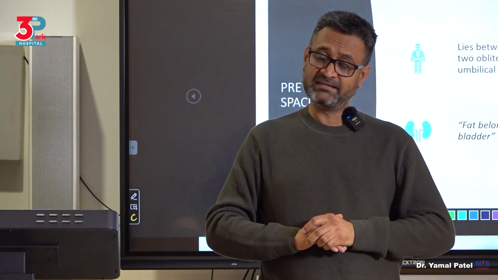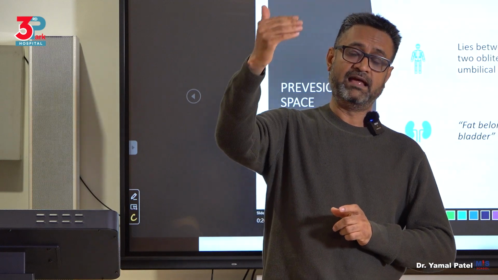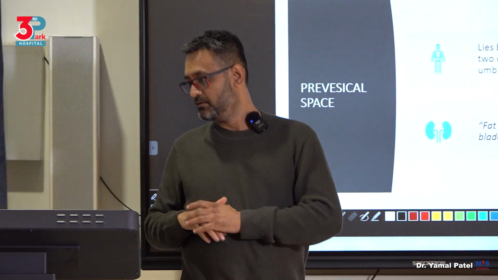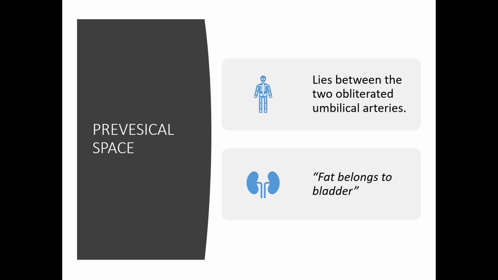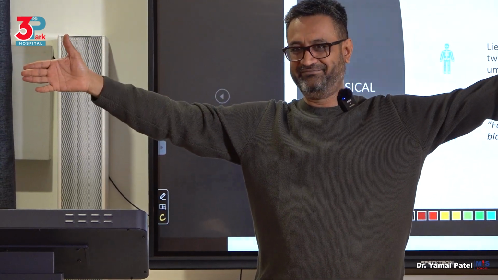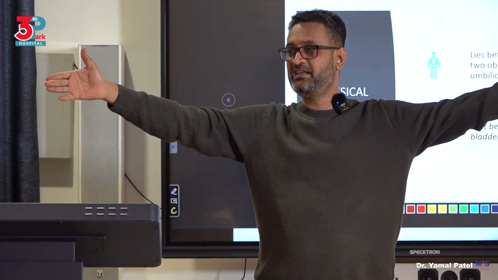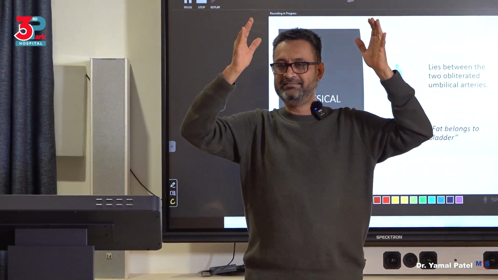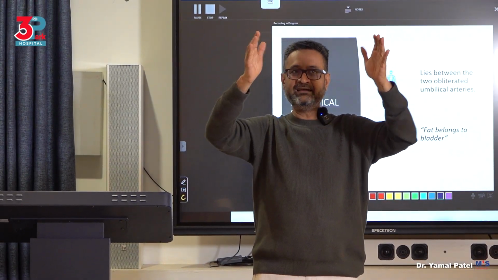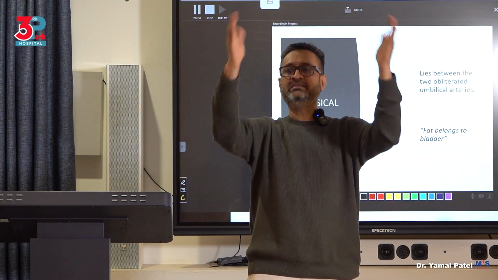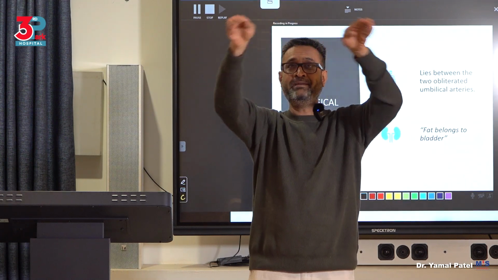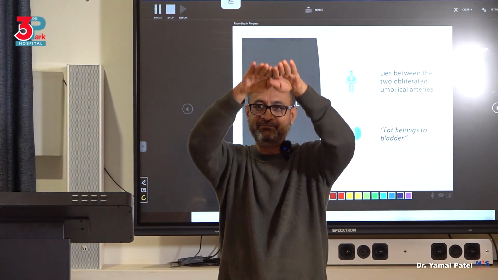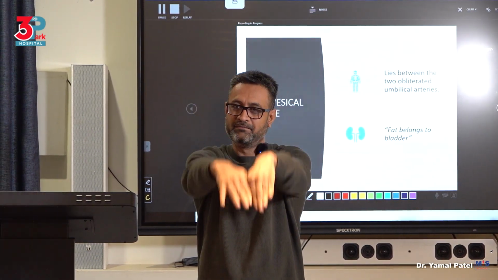So that space is in front of the bladder. So again, it will always lie between the two obliterated umbilical arteries. So if you see those two obliterated umbilical arteries, you don't go lateral to them. Then you'll hit the inferior epigastric. Again, you get my point? The logic is simple. The bladder is going to be only between these two. So you open it here, go in and push the fat down.